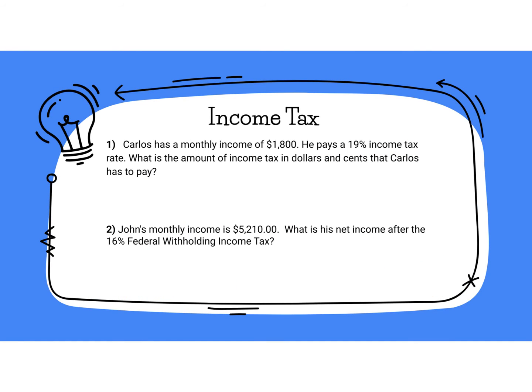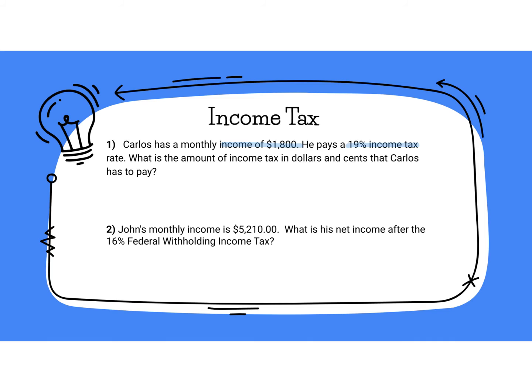Okay, now let's take a look at income tax. Income tax is solved very similar to the way we solved sales tax in a lot of ways. We have to change our percent to a decimal, and then we usually have to add or subtract some numbers after. Let's take a look at number 1. Number 1 says Carlos has a monthly income of $1,800. He pays 19% income tax rate. What is the amount of income tax in dollars and cents that Carlos has to pay?